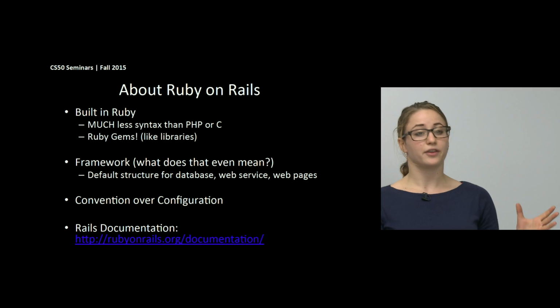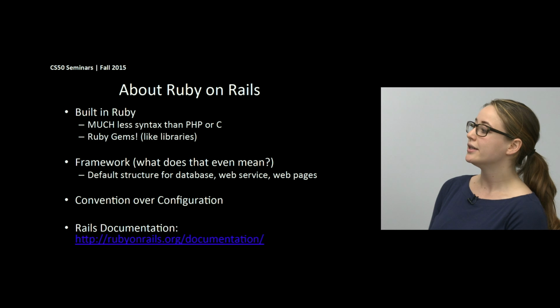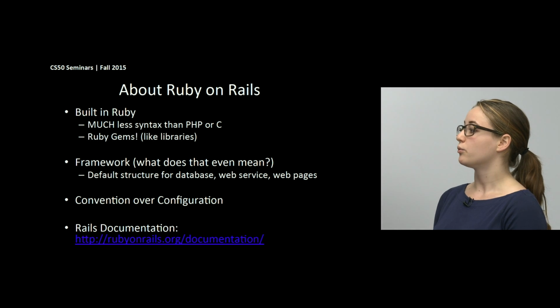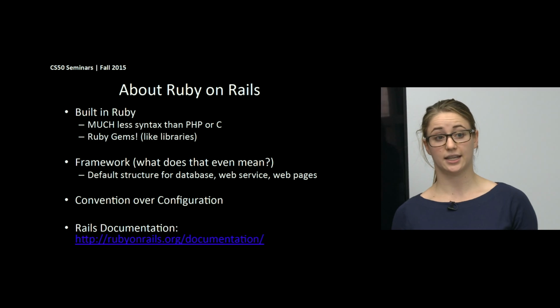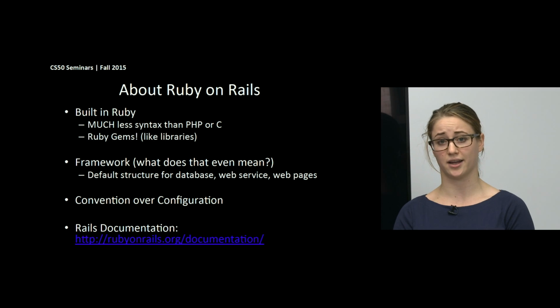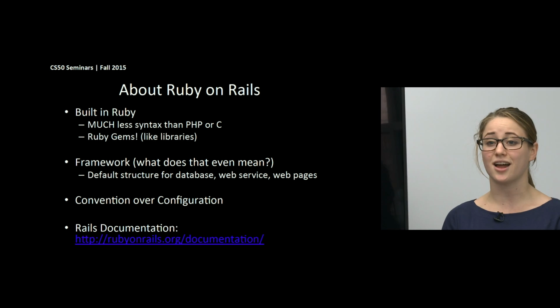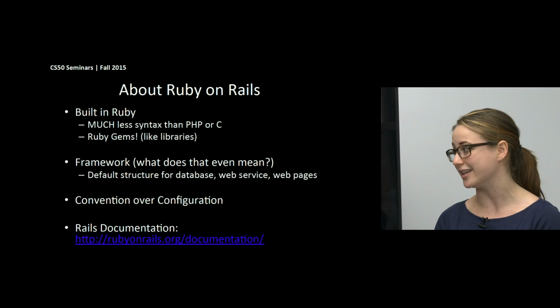Now that we have that framework in mind, let's talk a little bit about Ruby on Rails. So Ruby itself, Ruby the language, has a lot less syntax than PHP or C and the things you've been working on. You'll see there are a lot fewer semicolons, a lot fewer curly braces, which makes it a lot nicer to work with. It reads a lot more like English.